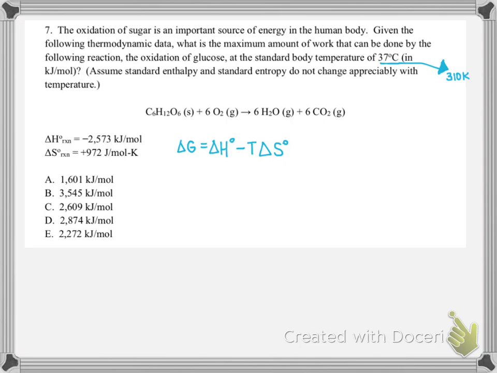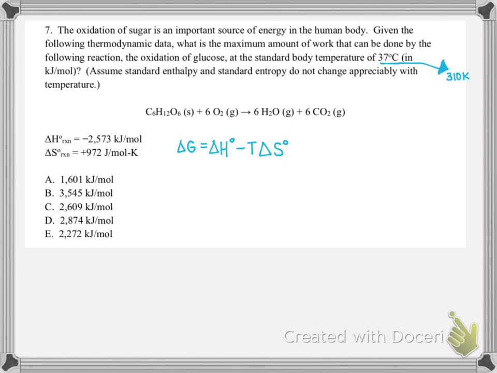Okay, so here with number 7, we have the oxidation of sugar, something we do all the time. And they want us to figure out how much work this reaction can do at body temperature. And so they gave us body temperature in Celsius, and I'm just going to right away convert it to Kelvin, because we're always trying to work in Kelvin.